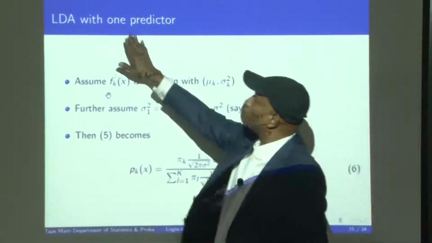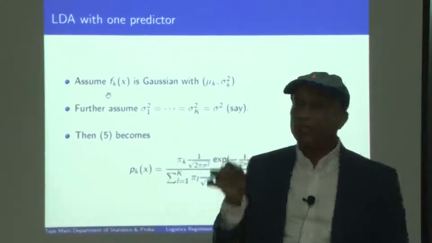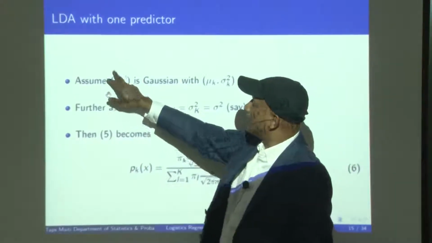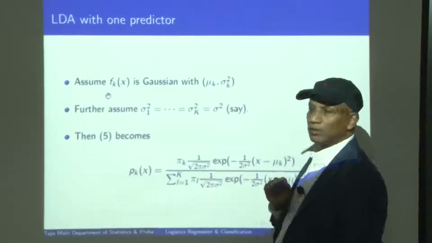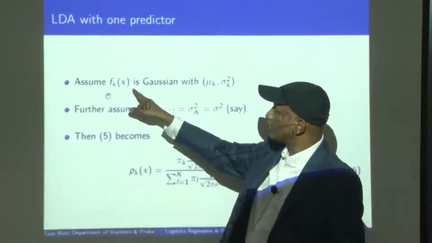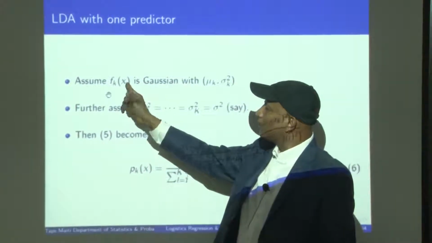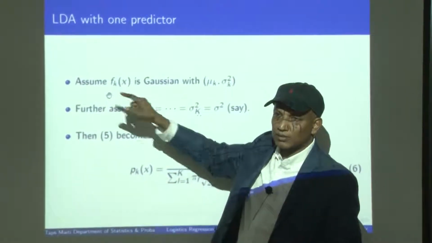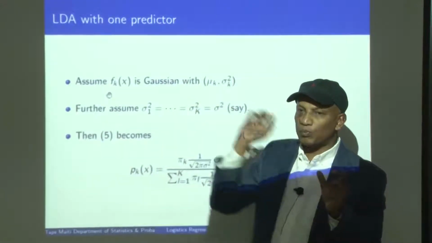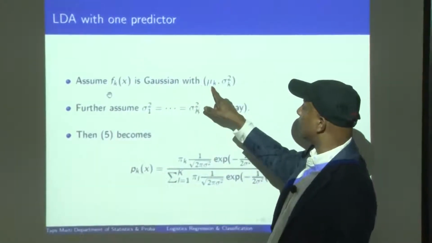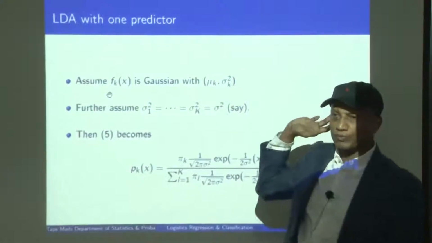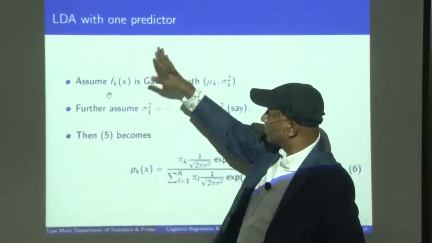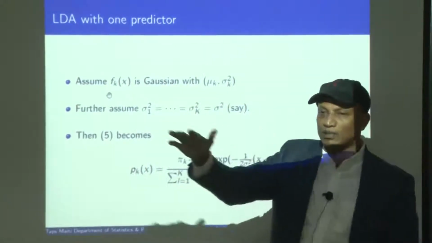So since it is more complicated, let's start with just one predictor variable, that means one feature, and assume that it is Gaussian. I am assuming that if x is my income, the distribution of income in each class, group 1, group 2, group 3, group 4, is a normal distribution with certain mu k and sigma k squared. That means the mean varies, sigma varies. But at this point, LDA assumes that the variability is the same.